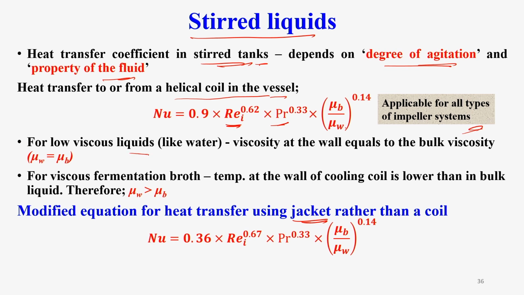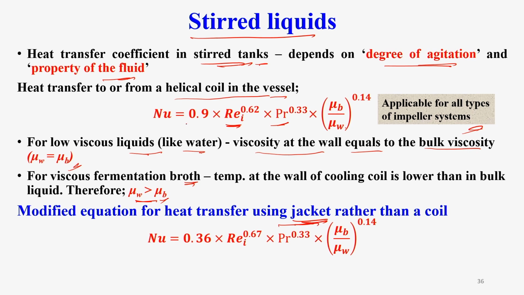And for low viscosity fluids like water, we may consider viscosity at the wall equal to the bulk viscosity. And for the viscous fermentation broth, this viscosity at the wall is greater than the viscosity in the bulk. And now if you have a jacketed vessel, the correlation is slightly different.